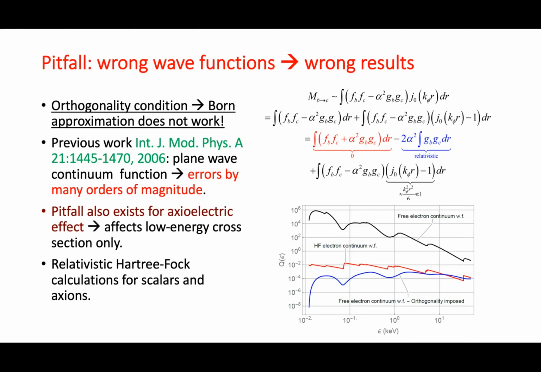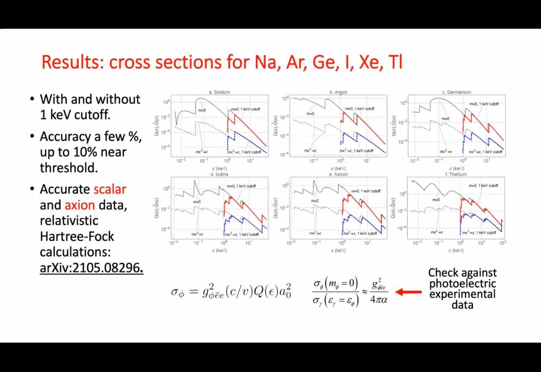This is a reason why we have done complete relativistic Hartree-Fock calculations for scalars and axions and produced files which may be used in experiment. So these are the data points, and also there are printed files.